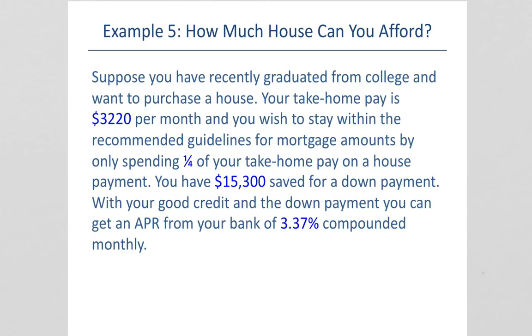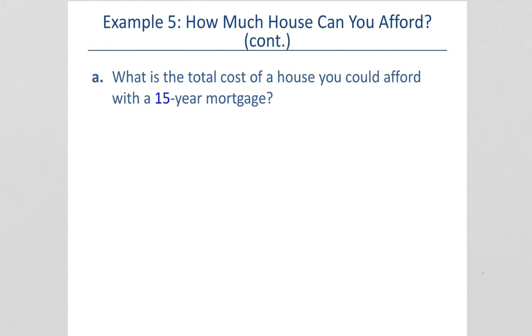So example 5 says, suppose you have recently graduated from college and want to purchase a house. Your take-home pay is $3,220 per month, and you wish to stay within the recommended guidelines for mortgage amounts by only spending 1/4 of your take-home pay on a house payment. If you have $15,300 saved for a down payment, with your good credit and the down payment, you can get an APR from your bank of 3.37% compounded monthly.